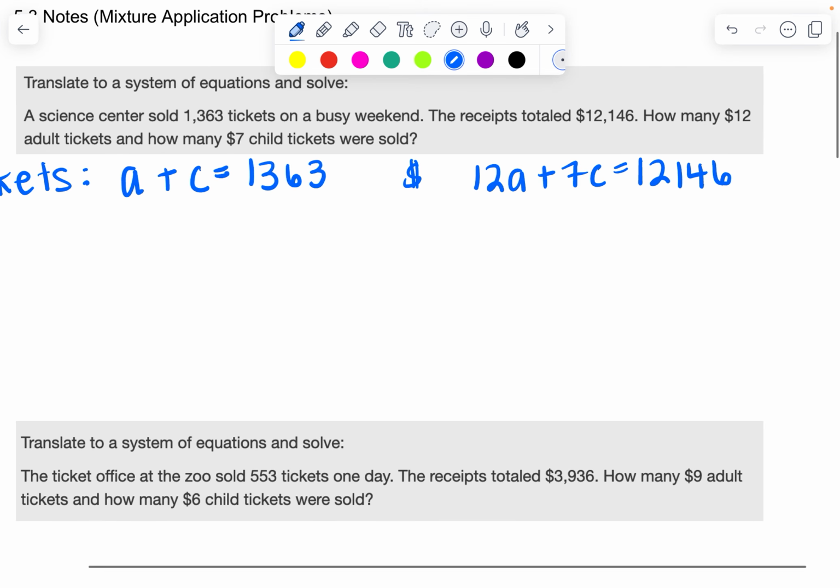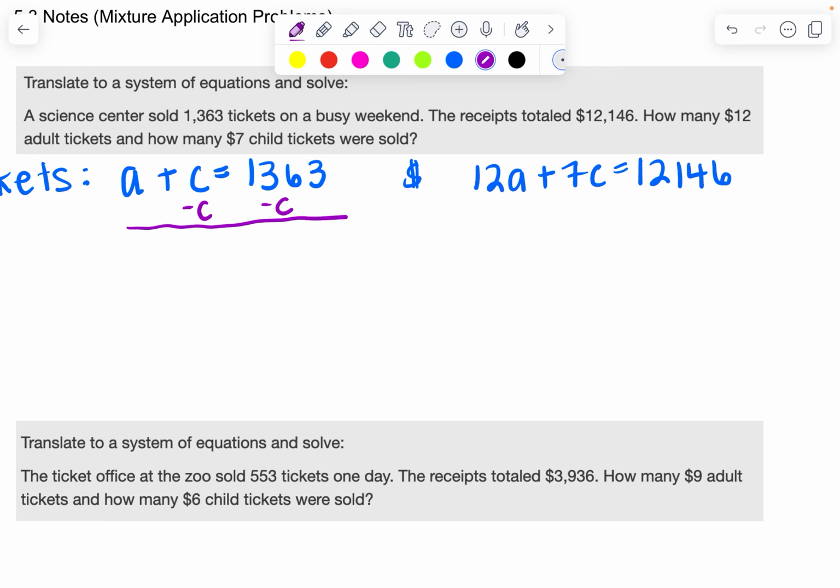I'm going to choose to do it by substitution. So I'm going to solve for A here by subtracting C from both sides. And then I have A is the same as negative C plus 1,363. So now I can take this and plug it in for A in that equation.